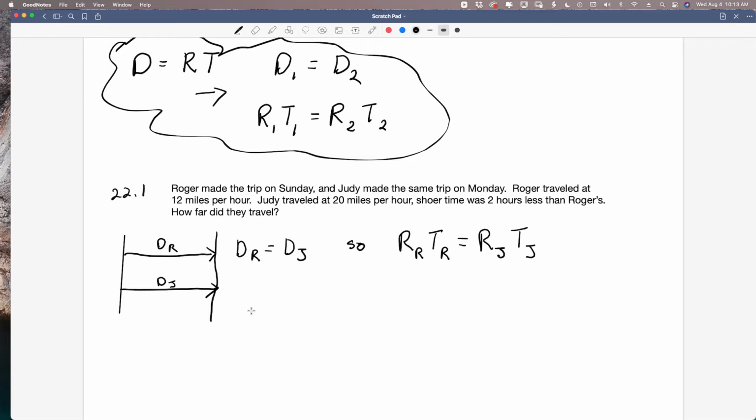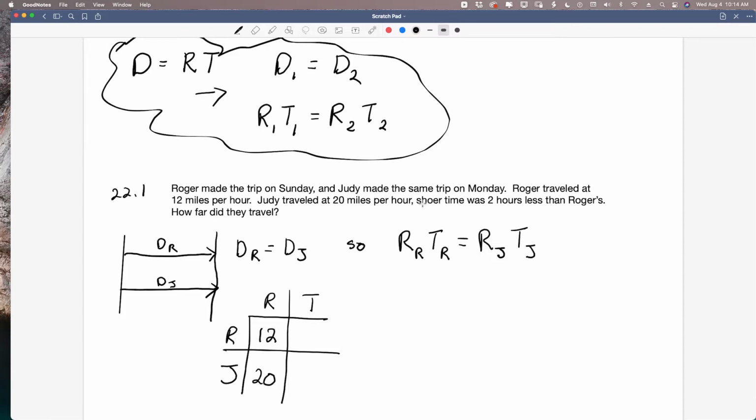And now we can create our table that will tell us this information so we can solve the problem. So we have the rate and we have the time for Roger and Judy. So let's fill that information in. Here's our table. Roger traveled at 12 miles per hour. That's his rate. Roger's rate is 12. Judy traveled at 20 miles per hour. So Judy's rate is 20.